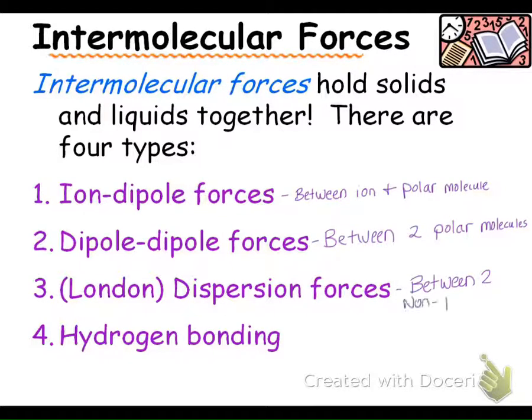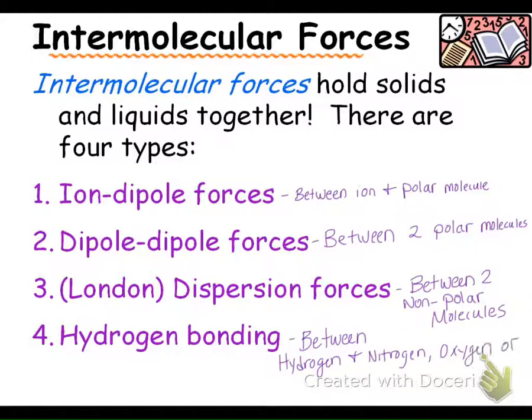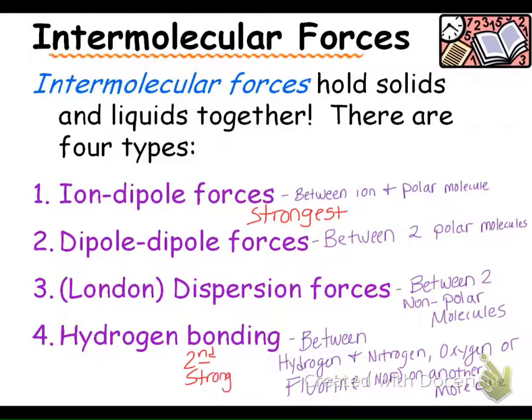London dispersion forces are between two nonpolar molecules. And hydrogen bonding is between a hydrogen and the lone pair on a nitrogen, oxygen, or fluorine on another molecule. So these nitrogen, oxygen, and fluorine will all have lone pairs generally on them, and so a hydrogen will be attracted to those lone pairs. So the strength of these is that an ion dipole is the strongest, the hydrogen bonding is the second strongest, the dipole-dipole is the third strongest, and then the London dispersion force is the weakest.